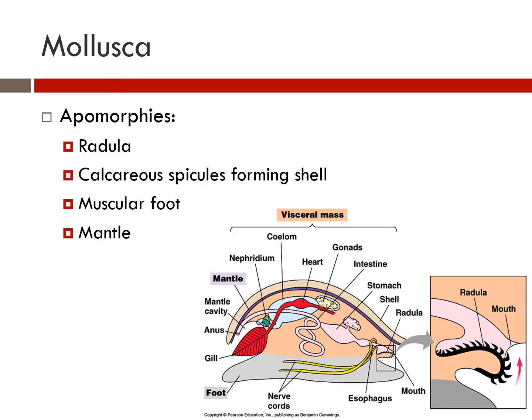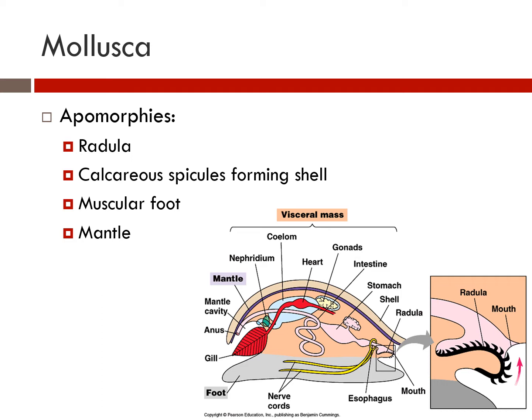So, mollusks. Epimorphs for the mollusks are going to include a radula, calcareous spicules forming a shell, a muscular foot, and a mantle. This is a generalized diagram, so this is not any specific mollusk, but these are all the general things that a mollusk is going to have. You'll see the mantle. The radula is this rasping tongue-like organ, scraping things into the mouth. We'll get to more in a second.